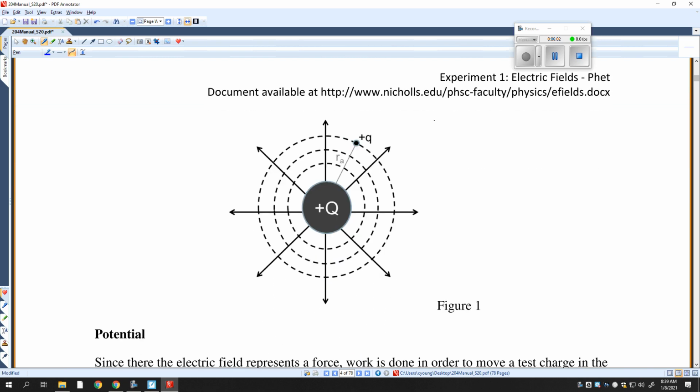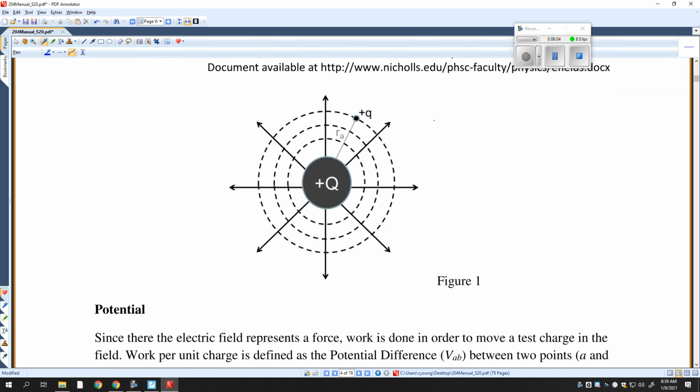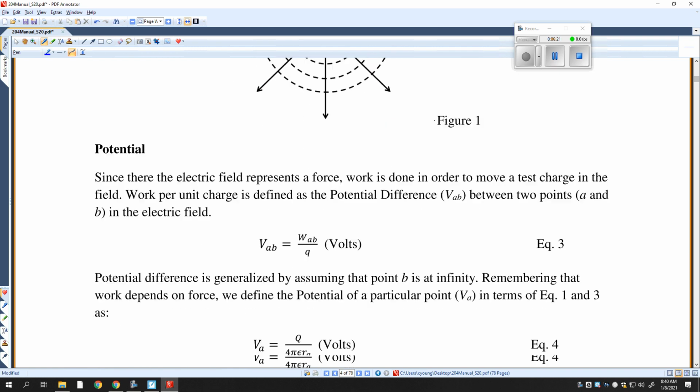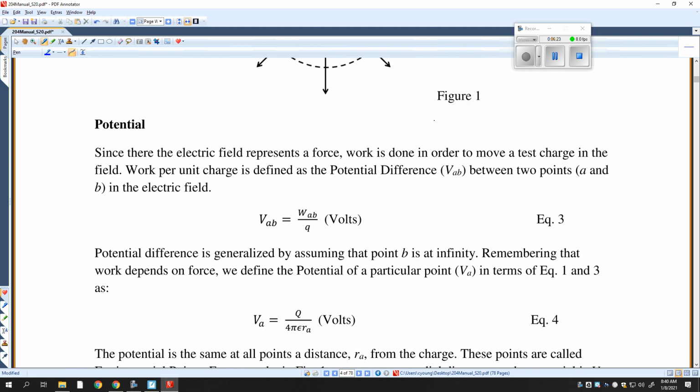Now, as I have a charge moving through an electric field, it can require a certain amount of work in order to move that charge through a field, through a changing electric field. And the way that we're going to describe that work is through something called potential. Now, potential, let's think back here.